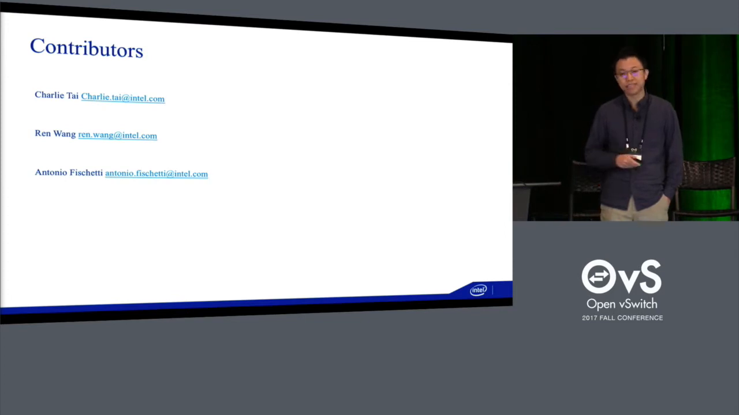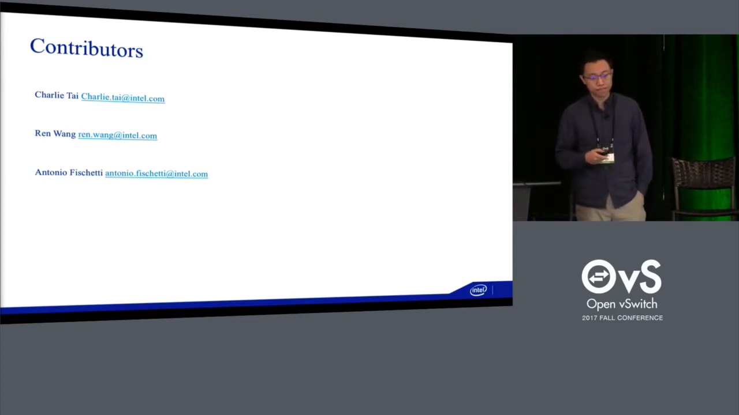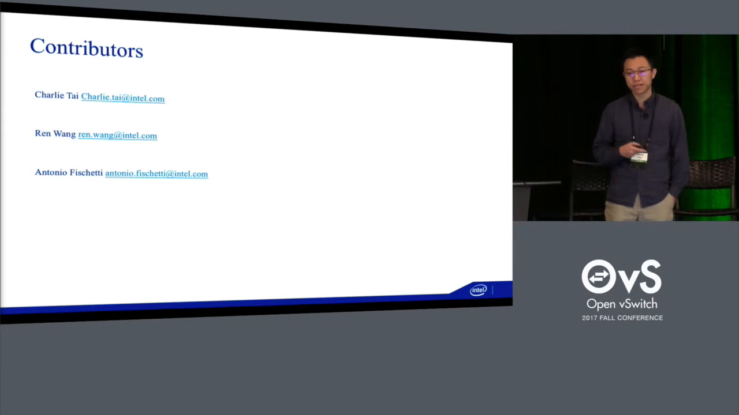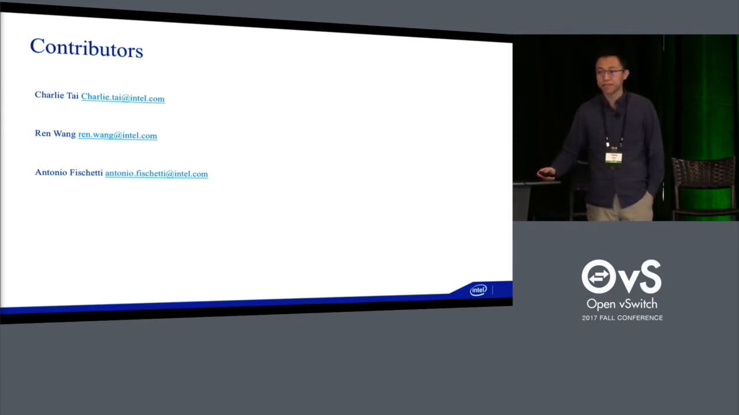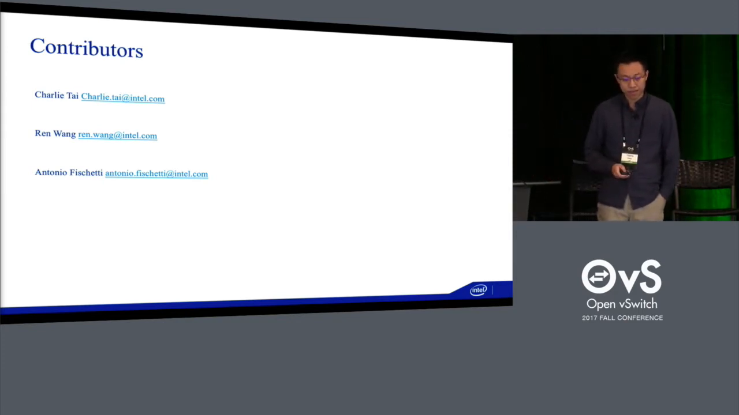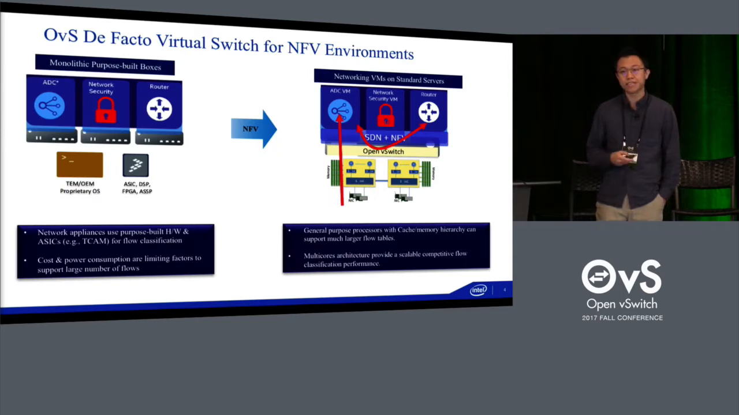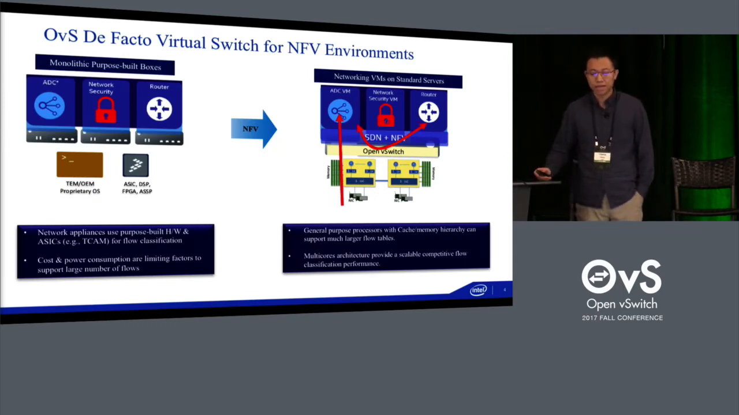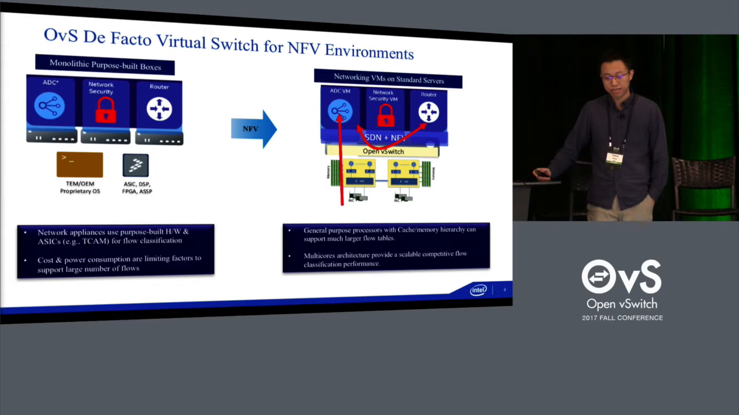Legal notice. This is a collaborative work with my team member Charlie and Ren, and also Antonio contributed a lot to this work. So OvS is a pretty popular virtual switch in data center and NFV environments. We all know that. And that's why it's very important to improve the speed of the OvS data path.